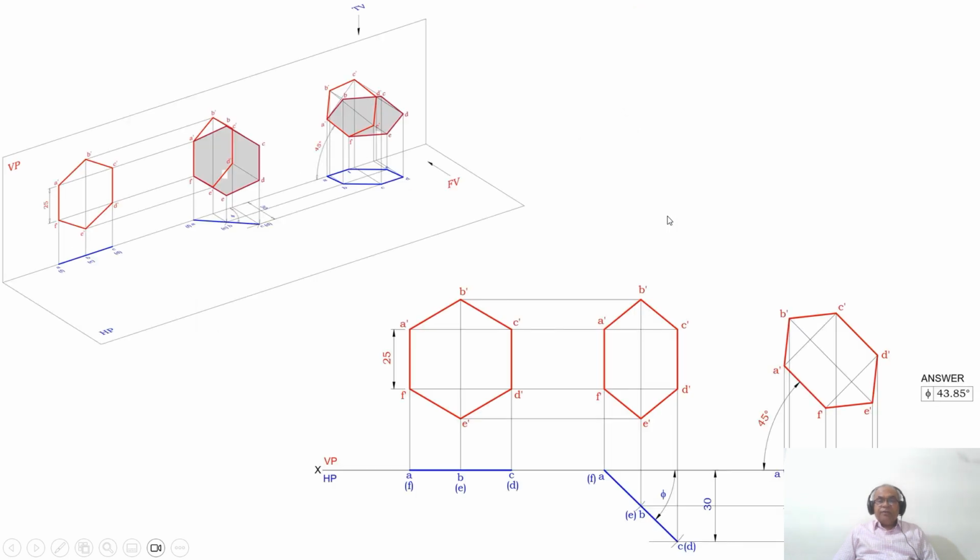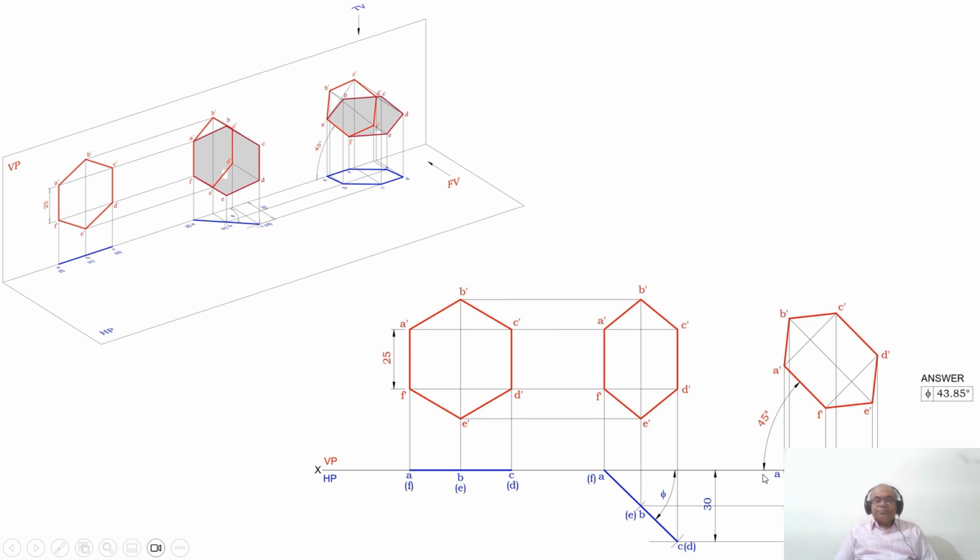And now, how will it be possible to write it? Once you know that this edge which is on VP is parallel to VP, you are getting the true length. And the given inclination, the edge which is on VP is inclined at 45 degrees to HP. Therefore, since it is the true inclination and the length you have here is the true length, you rewrite the same sketch by rotating at an angle of 45 degrees.